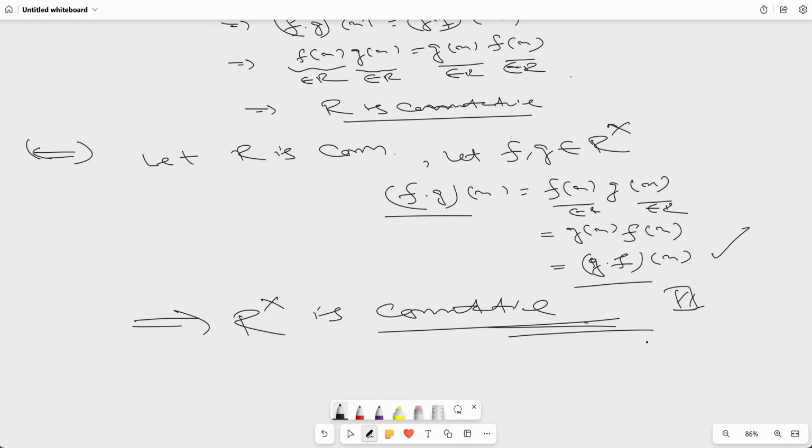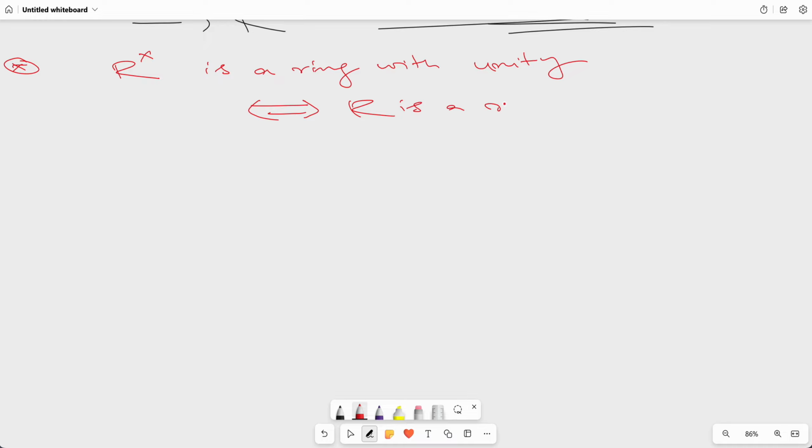Similarly, you can prove that Rx is a ring with unity if and only if R is a ring with unity. There is an if and only if condition on this also. A similar proof works here. I guess this should be easier.